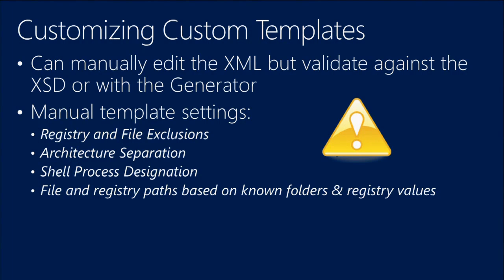If you are making changes, that's great. You just need to make sure, and that's why I've got my little warning mark here, that you're looking at these very specific things and validate it against the XSD or use the Generator. Okay? And there are things you can do that aren't normally done in there, like registry and file exclusions, separate architectures, shell process designation. All these are things we've had to do as we looked at our OS templates and our Office templates. So you can look inside those and you'll see some of these unique commands.